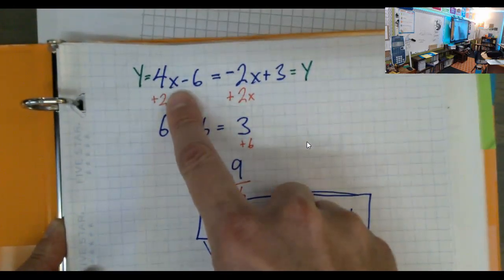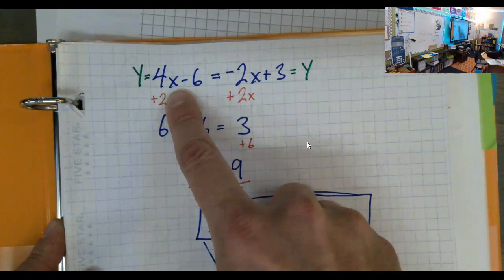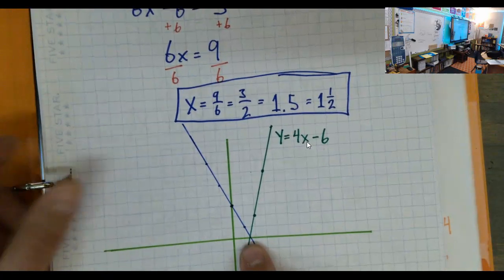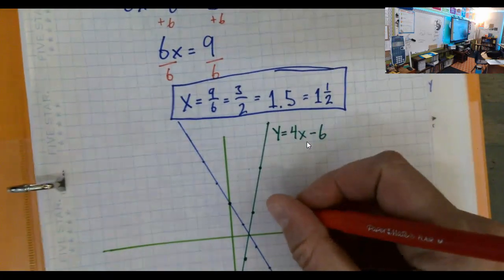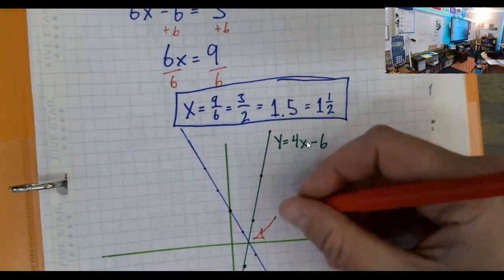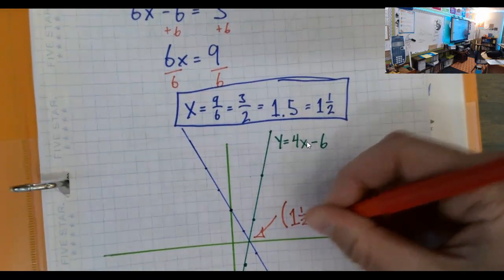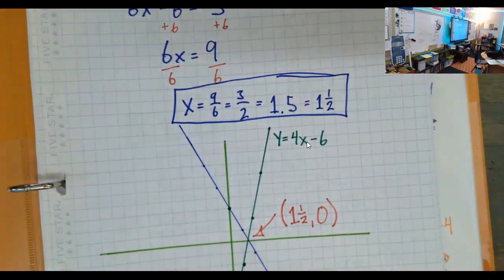What's 4 times 1.5? 6 minus 6? Oh, 0. Oh, so this intersects our point of intersection. Our solution is at 1.5, 0.